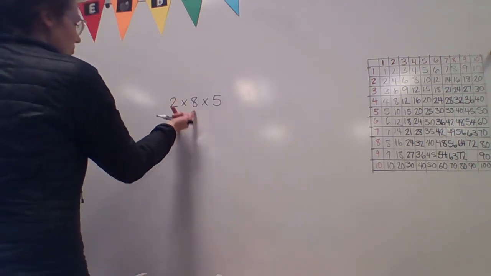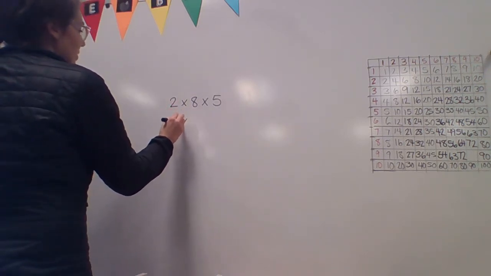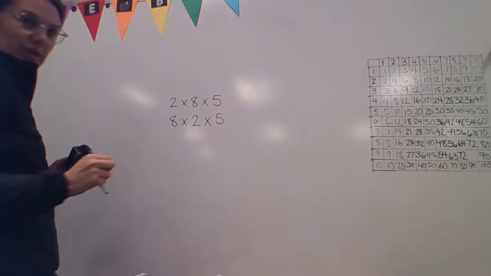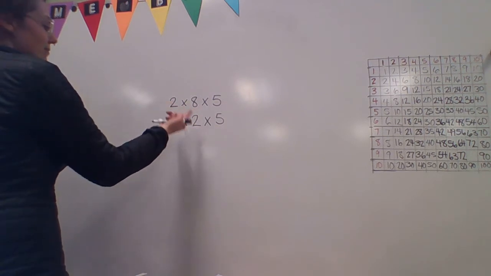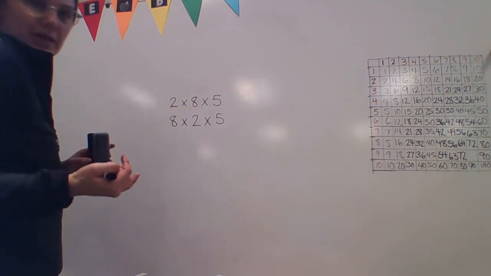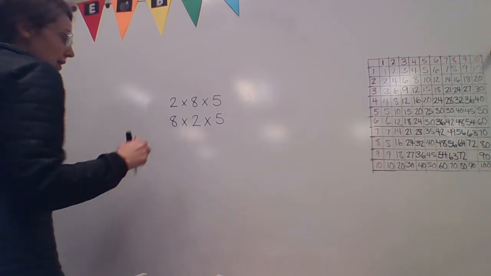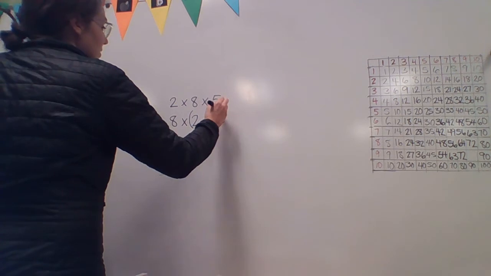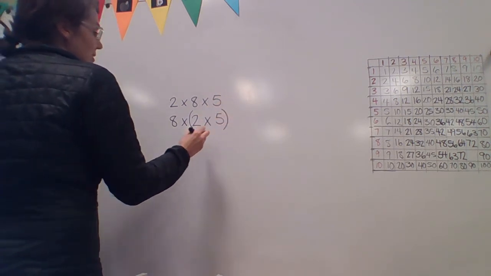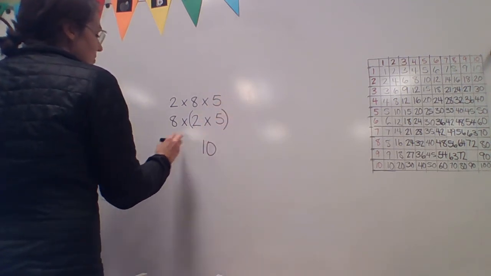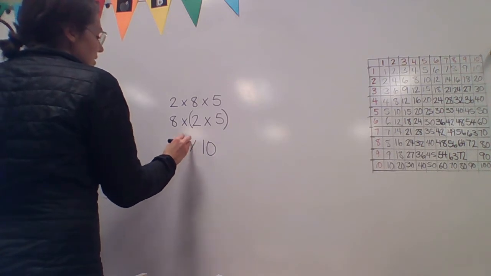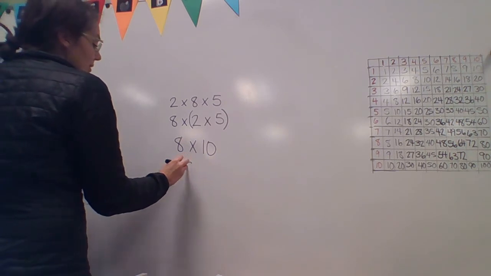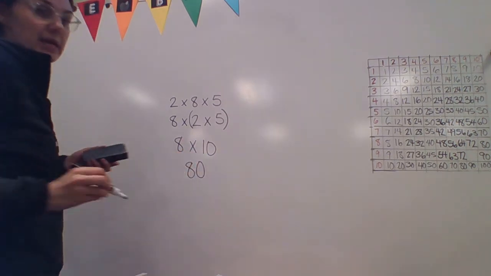First I'm changing my order. Now I have a problem that reads 8 times 2 times 5, right? So I've just taken my order and I've flip-flopped it because I didn't like it in the first order. Now I'm going to take my grouping and group the 2 and the 5 together because I know 2 and 5 makes 10, and I know 10 is super easy to multiply. So now I have 8 times 10, and my answer is going to be 80.